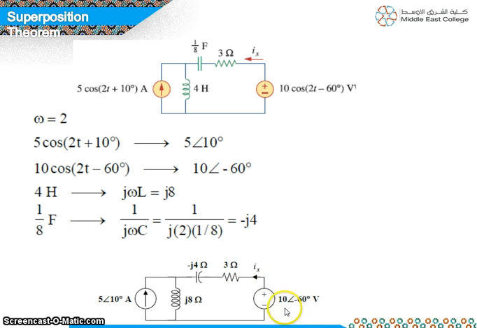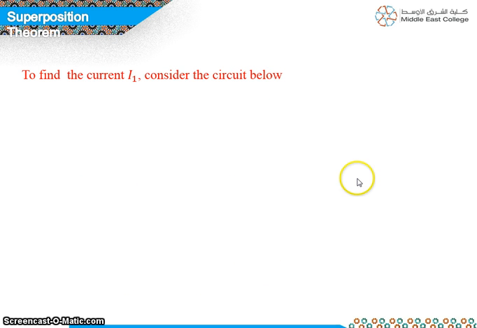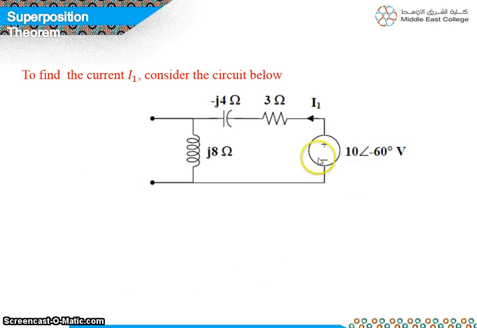To cancel a voltage source, it should be short circuited so that the voltage value will be 0. So first we are going to take the voltage source to be active. The voltage source is active. We cancel the current source by open circuiting it. Now that current, we named it as I1.